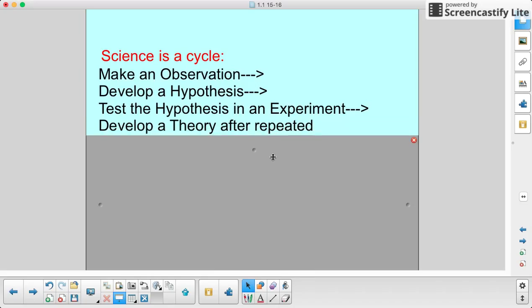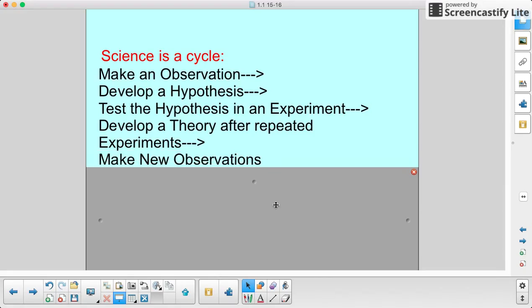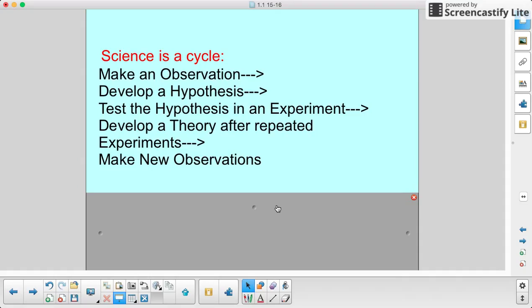When that happens, they've gotten repeated results that are the same from multiple experiments. Then they develop a theory that explains how or why that thing they're seeing is occurring. And once they have a theory, like the theory of evolution or atomic theory, scientists continue to make new observations.